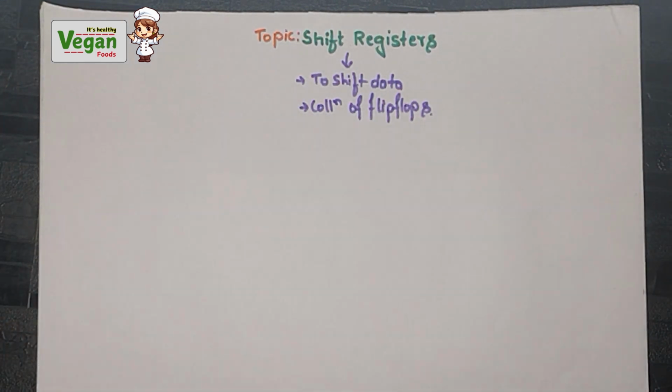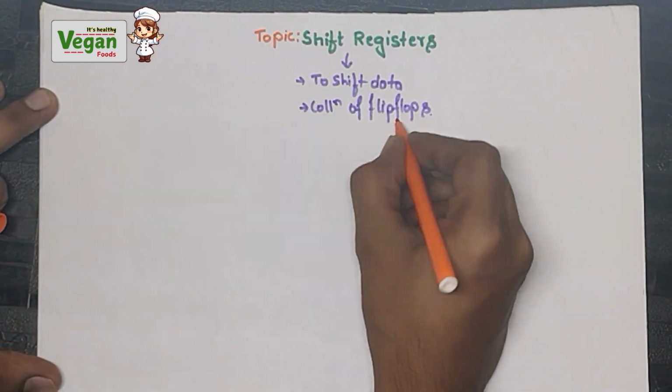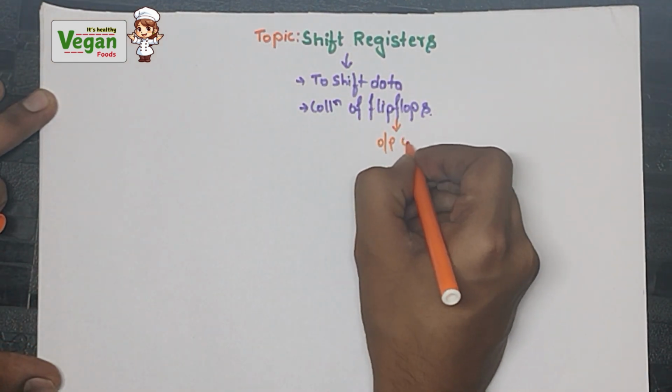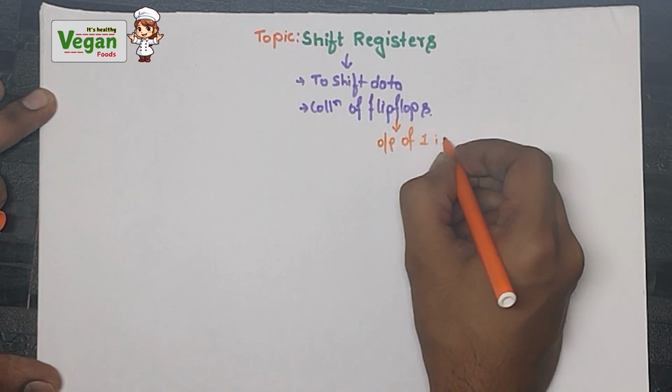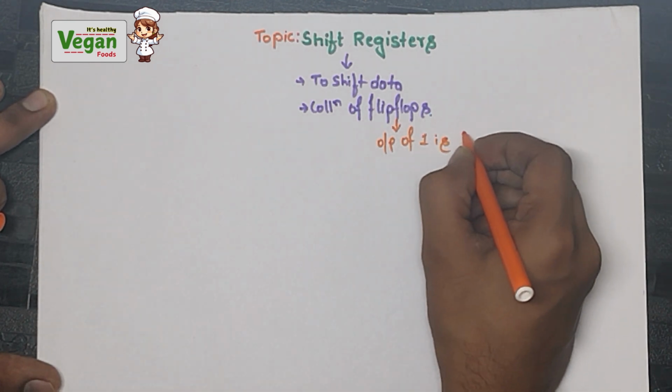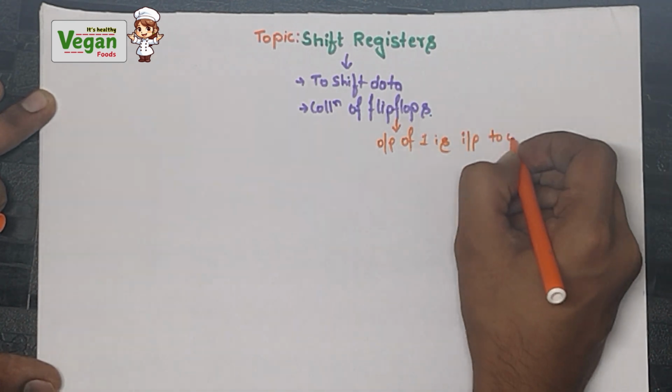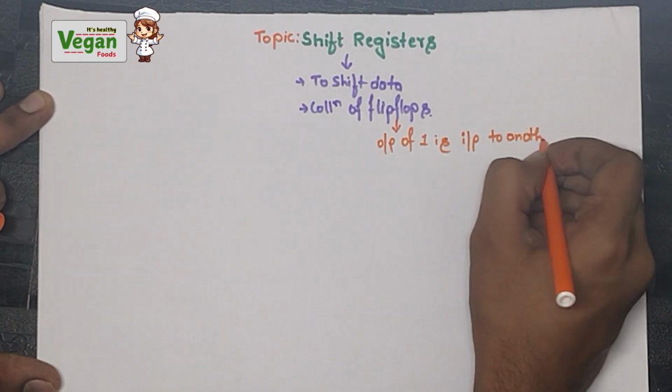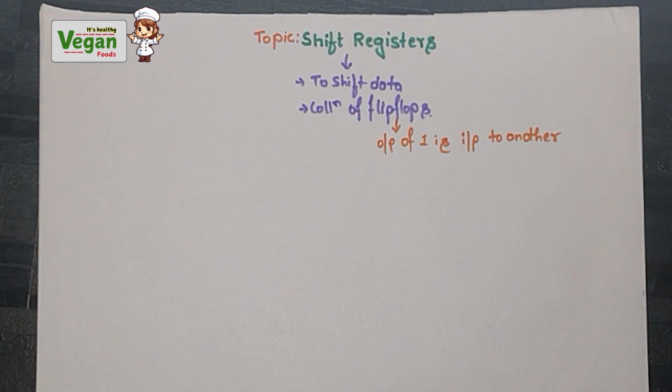So what happens in a flip-flop? In a flip-flop, the output of one is given as input to another. Therefore the shifting of data takes place one block after another.